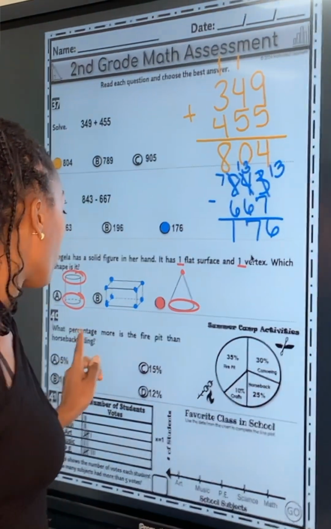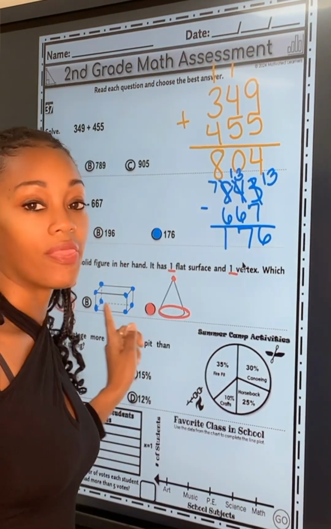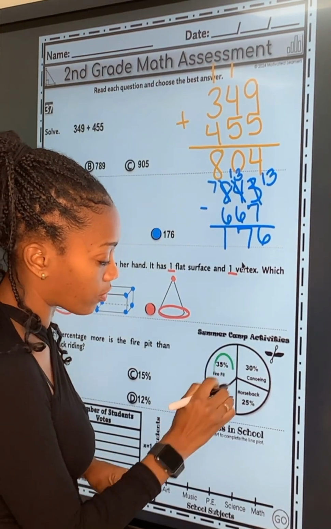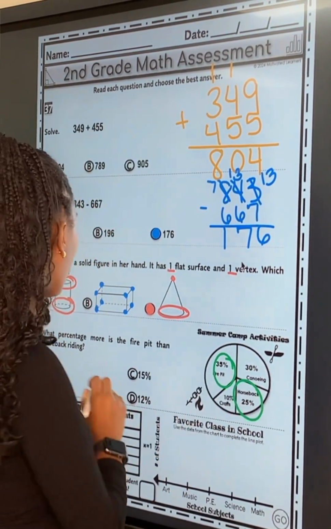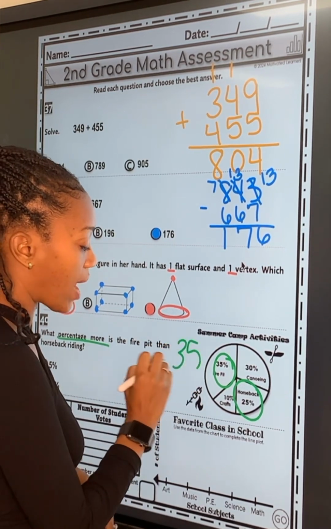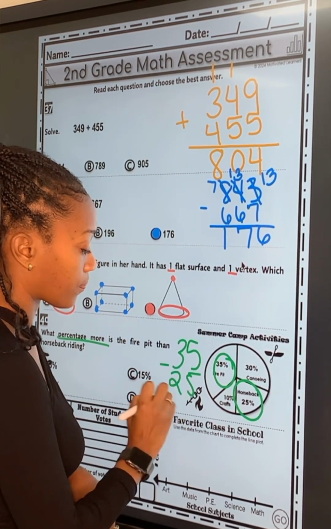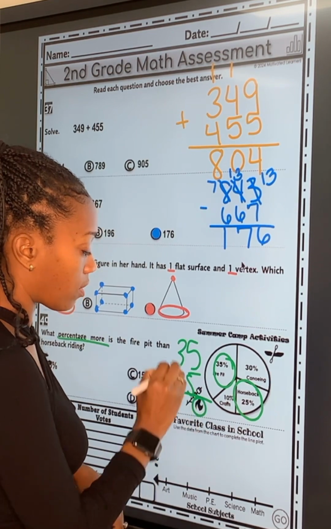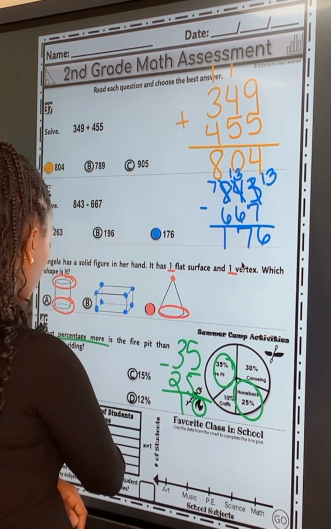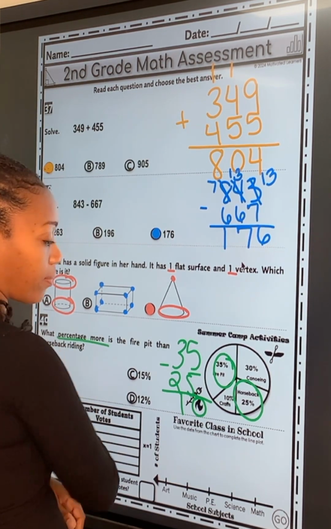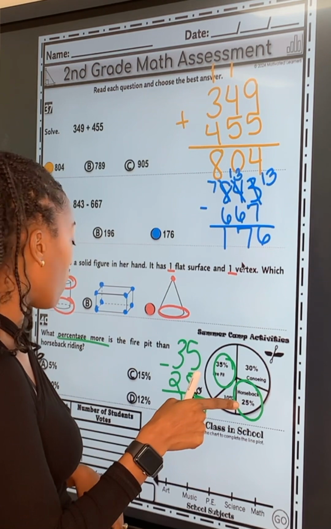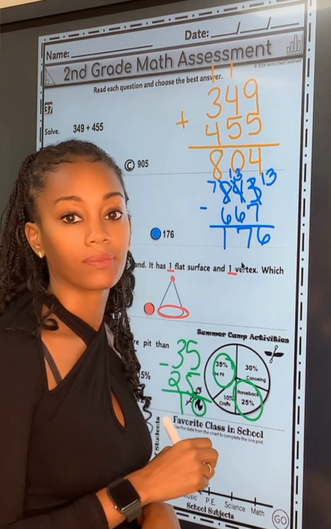Number 40 says, what percentage more is the fire pit than horseback riding? I look at my pie graph. I look for the fire pit. I look for horseback riding. What percentage more is asking me to subtract to find my answer. So 5 minus 5 is 0, and 3 minus 2 is 1. So my answer is going to be 10%. The fire pit is 10% more than the horseback riding.